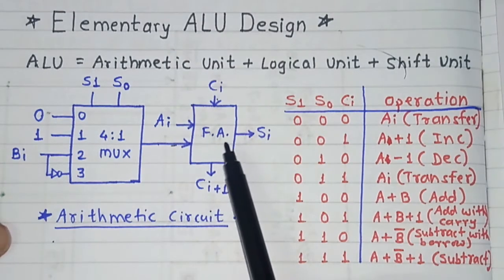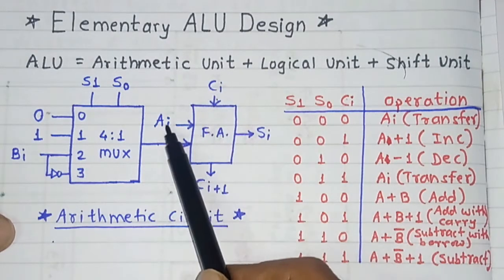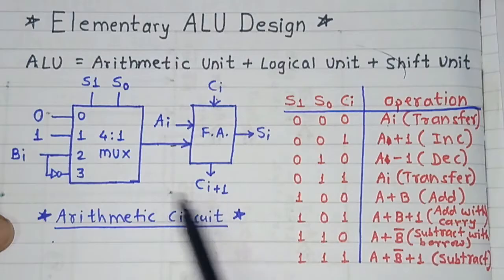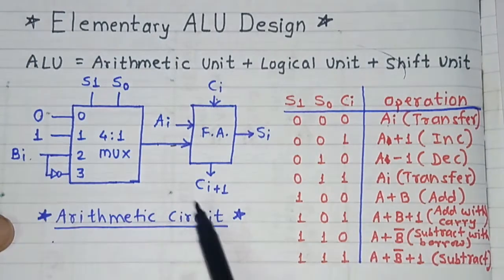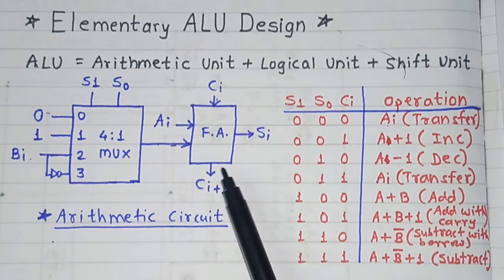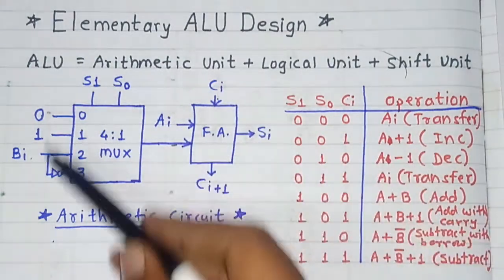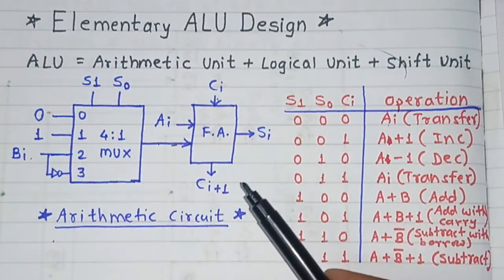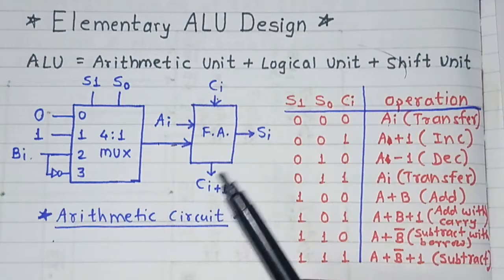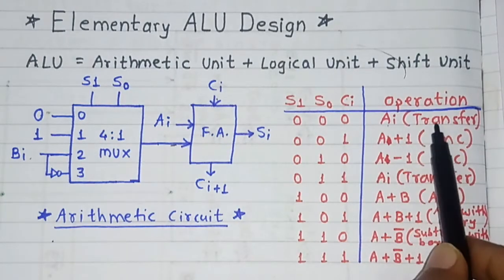The reason I have written CI, AI and SI here, and also BI and CI plus 1, is that the I indicates the bit number. This circuit is designed for performing only one bit arithmetic operation. So this AI is the transfer operation.